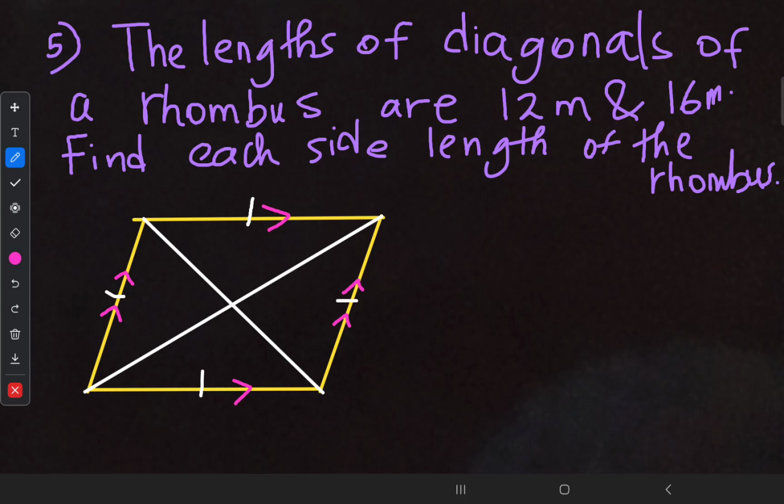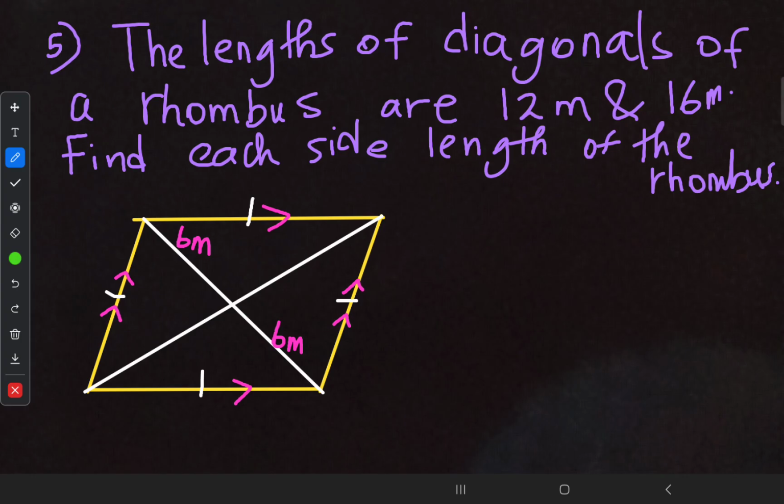And here what they are saying is the diagonals. One is 12 meters, so this one is 12 meters. In a rhombus, diagonals will bisect each other. That means if the total length is 12 meters, that will evenly split it into two portions. So this one should be 6 meters, and this one should be 6 meters exactly.